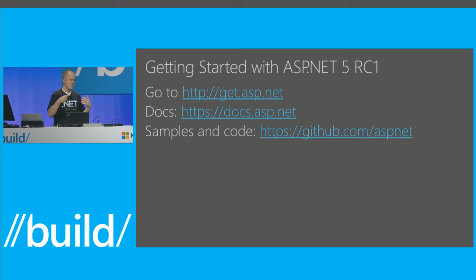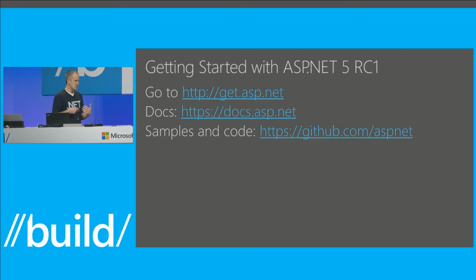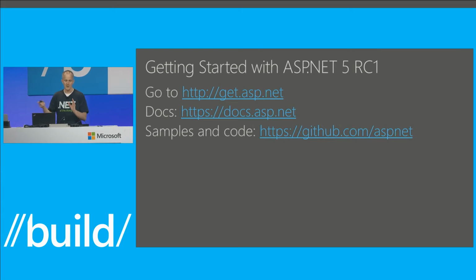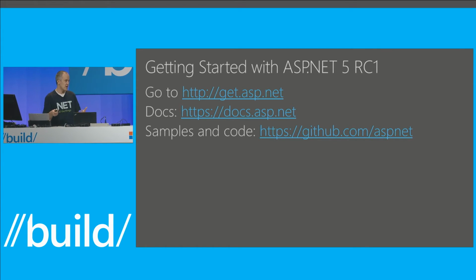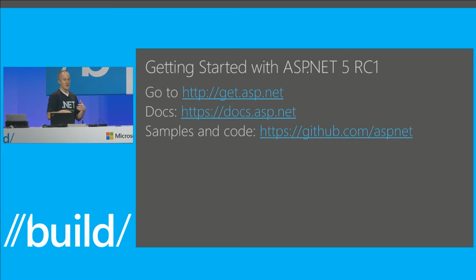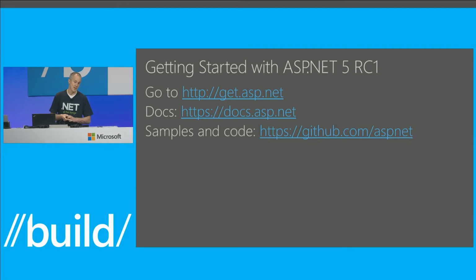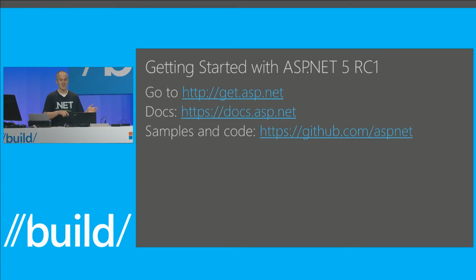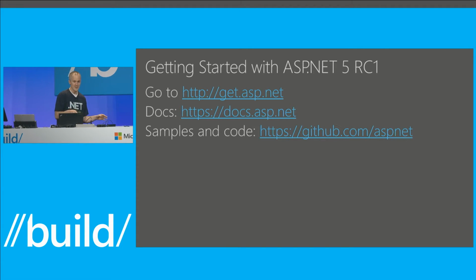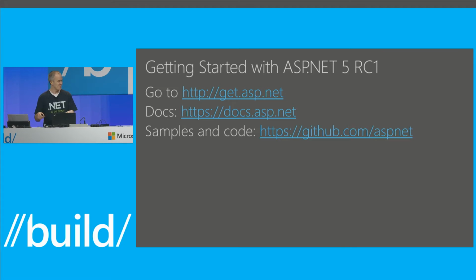Now, if you want to get started with our bits today, the bits that we have available today are the ASP.NET 5 RC1 bits. You can get them by going to get.asp.net. Our docs are at docs.asp.net. And of course, you can find all of our source code and samples on GitHub and our GitHub org at github.com/ASP.NET. The next round of bits, the ASP.NET Core branded bits, are coming soon, as soon as possible.